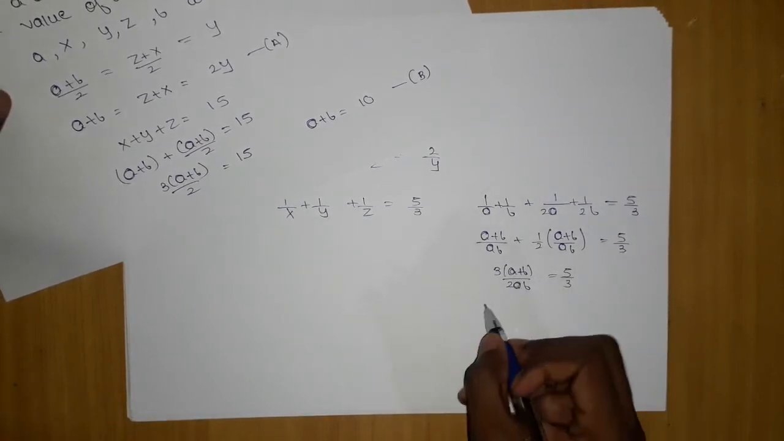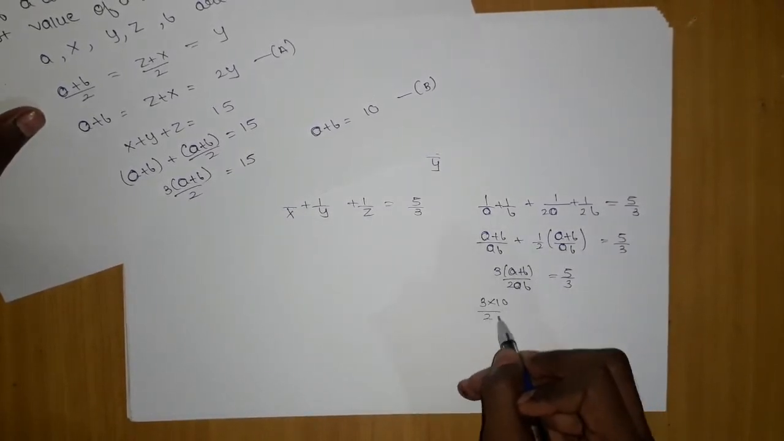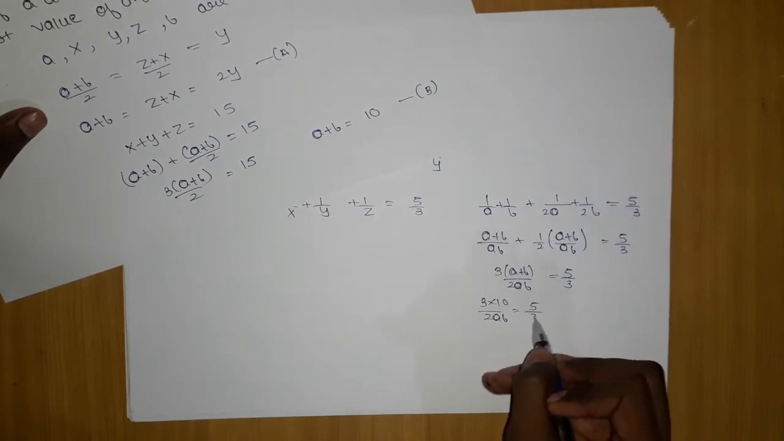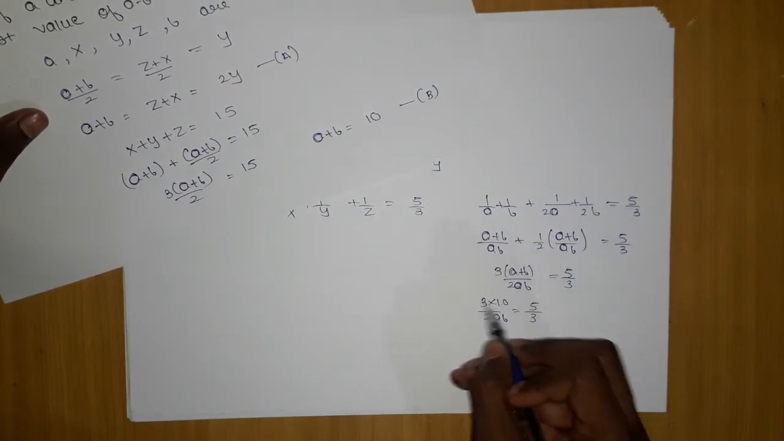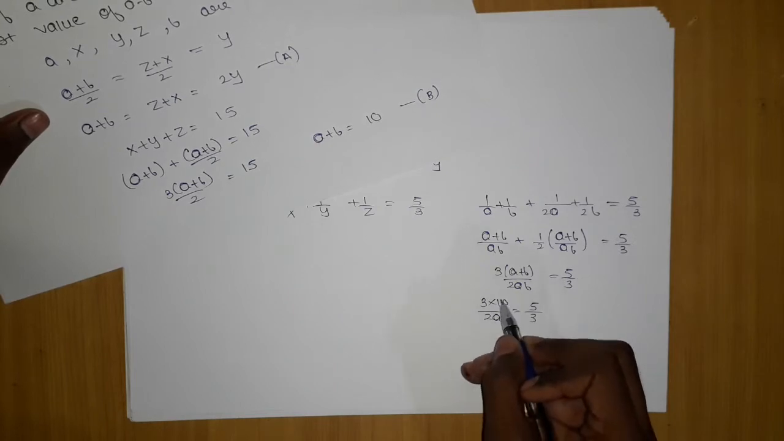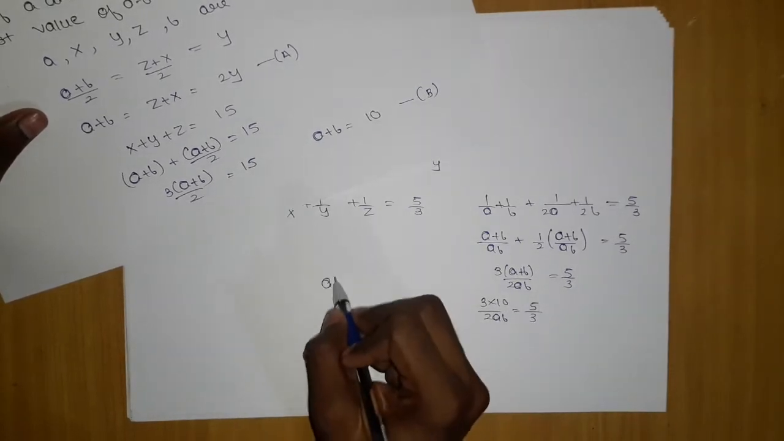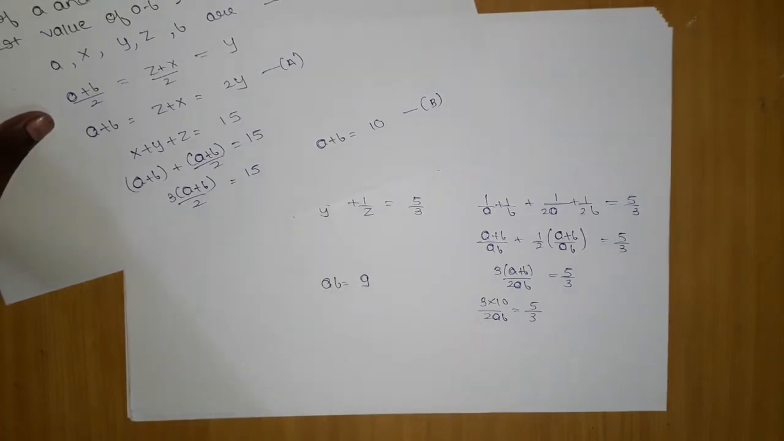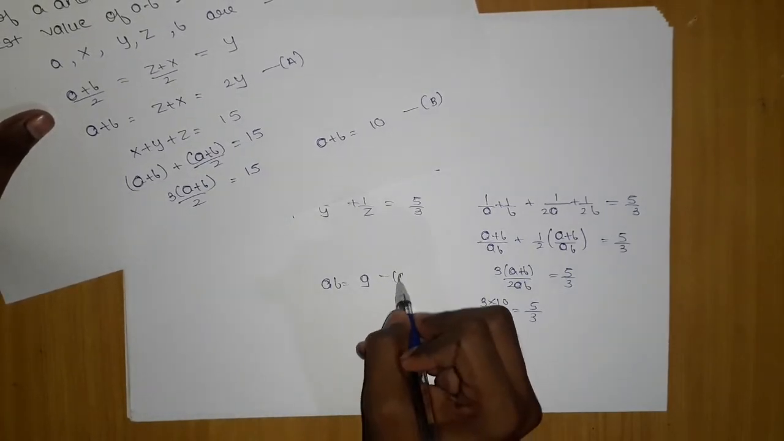I know a plus b is 10, so 3 into 10 upon 2 into ab should give me 5 by 3. This will cancel out the 2's, this will become 6. And this will cancel out, giving me 5. 5 will cancel out, so a into b will be what? 9. So I got a into b is equal to 9. I will call it as c.